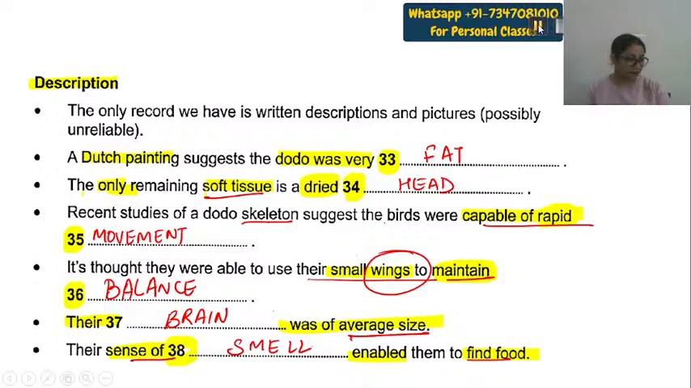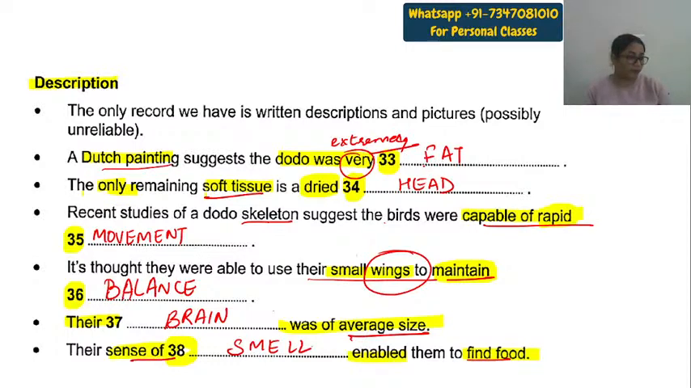Records from sailors and a few pictures, but we don't know how reliable these are. The best known picture is a Dutch painting in which the bird appears to be extremely fat, but this may not be accurate.